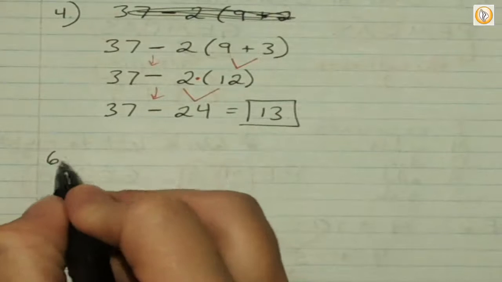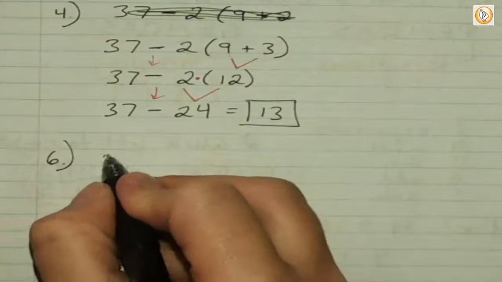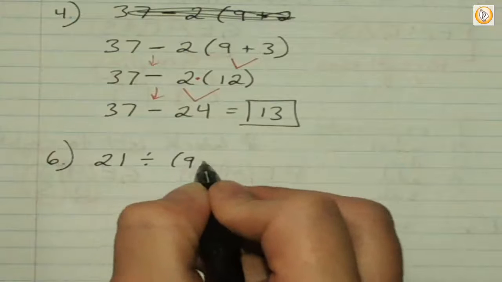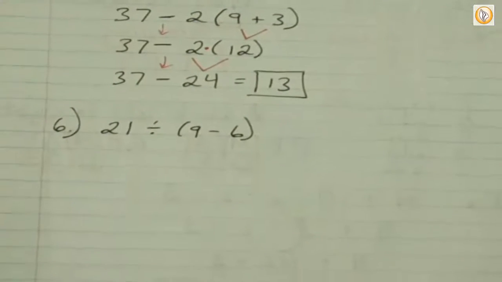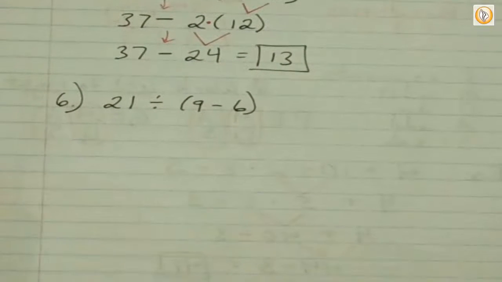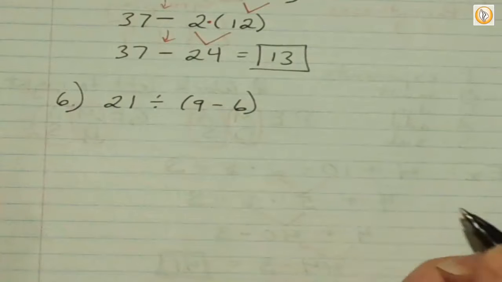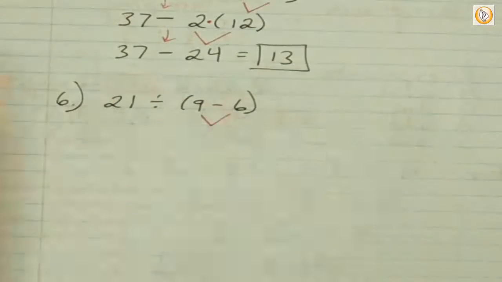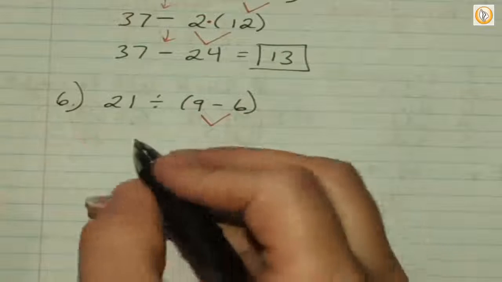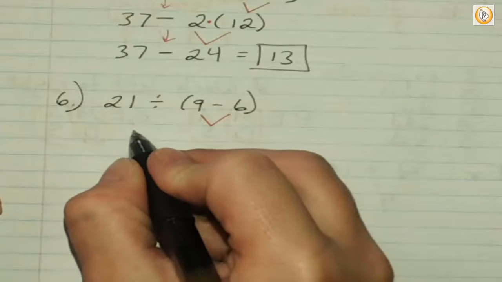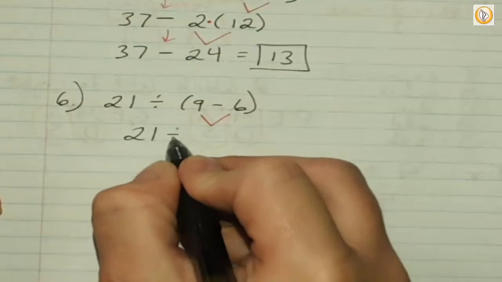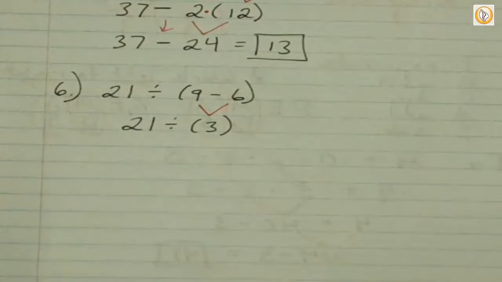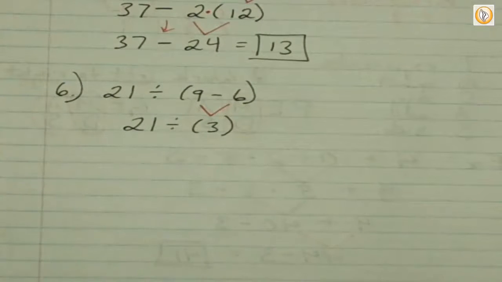All right, let's do another. Number 6. 21 divided by 9 minus 6. Tanner, you want to do this one? So we will do parentheses first. Good. So 9 minus 6. 9 minus 6 equals 3. Very good. And I'm rewriting my problem. And I'm keeping the 3 in parentheses just in case.